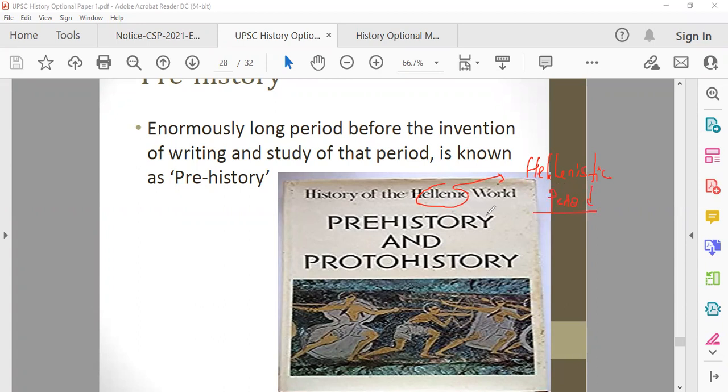Sometimes what happens now, although you're preparing from the UPSC history optional point of view, you get an interest in history and then you go deeper and deeper and deeper. Do that in your spare time. Don't waste your time right now when you're preparing for UPSC. Time is money, more important than money right now.